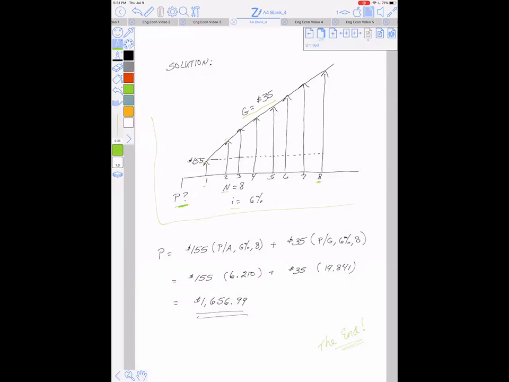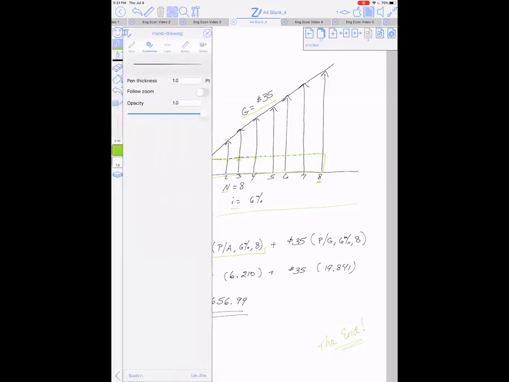Now to solve it, we break it into 2 parts, right? Here is the amount of the annuity. That $155 is included in every year's cash flow. So we have an annuity of $155. We can find its present value by multiplying that $155 by a factor from the interest table, find P given A, 6%, 8 years.